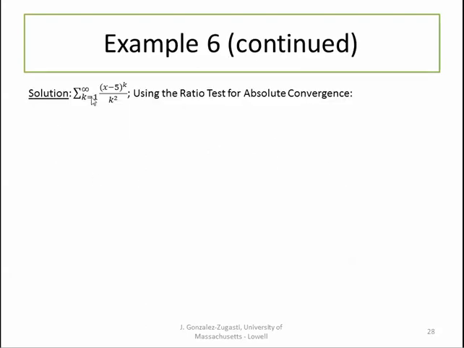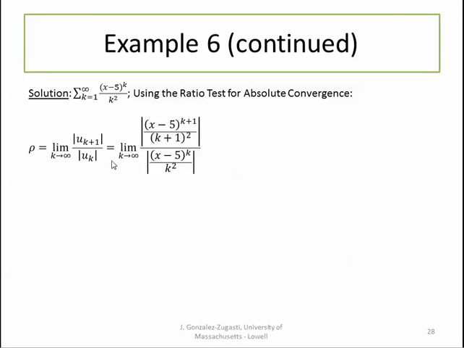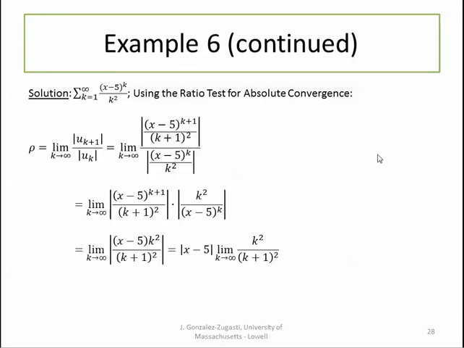All right, so again, we go back to our ratio test for absolute convergence. We figure out our formula for rho. We simplify it by flipping the denominator. We combine things as best we can and simplify what we can. This x minus 5 to the k plus 1 is going to simplify with the x minus 5 to the k to give us x minus 5 here.